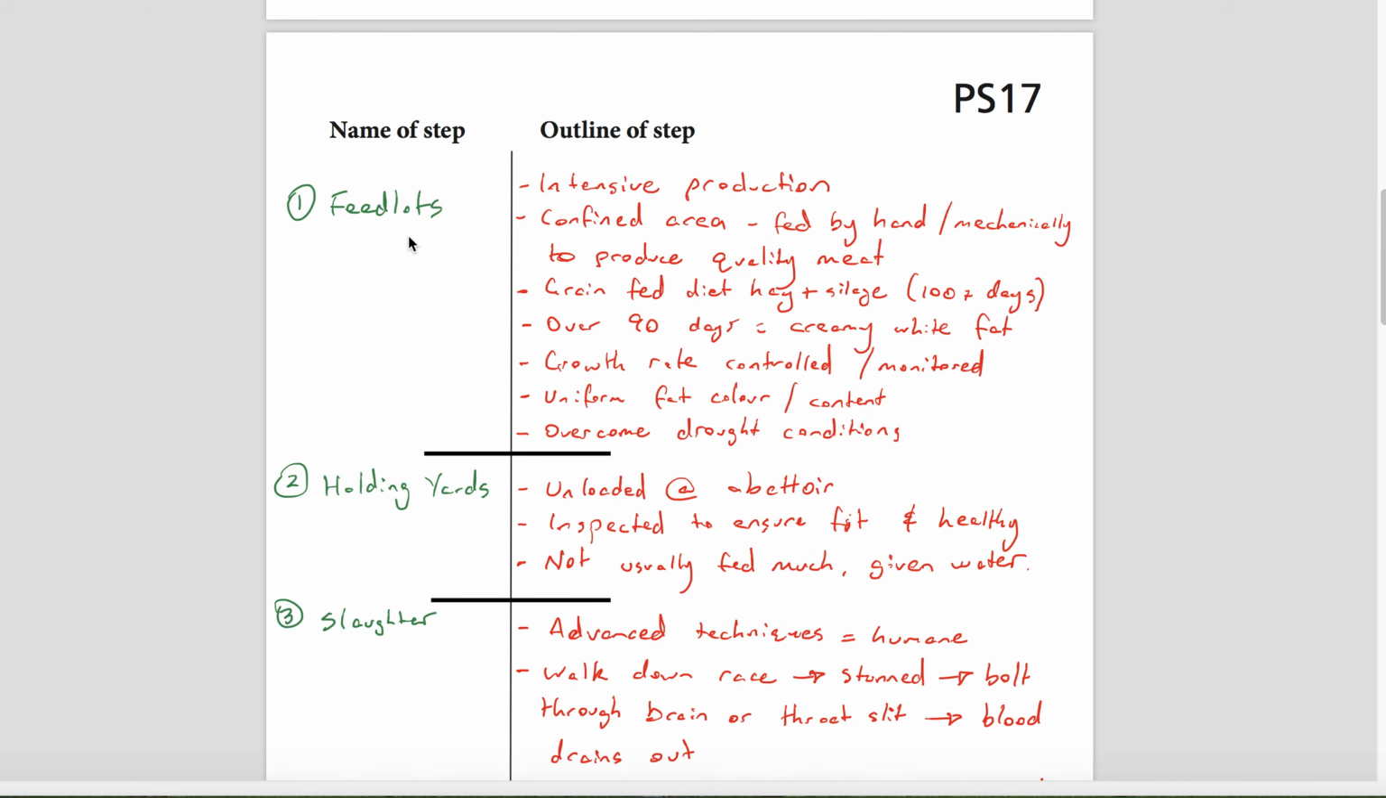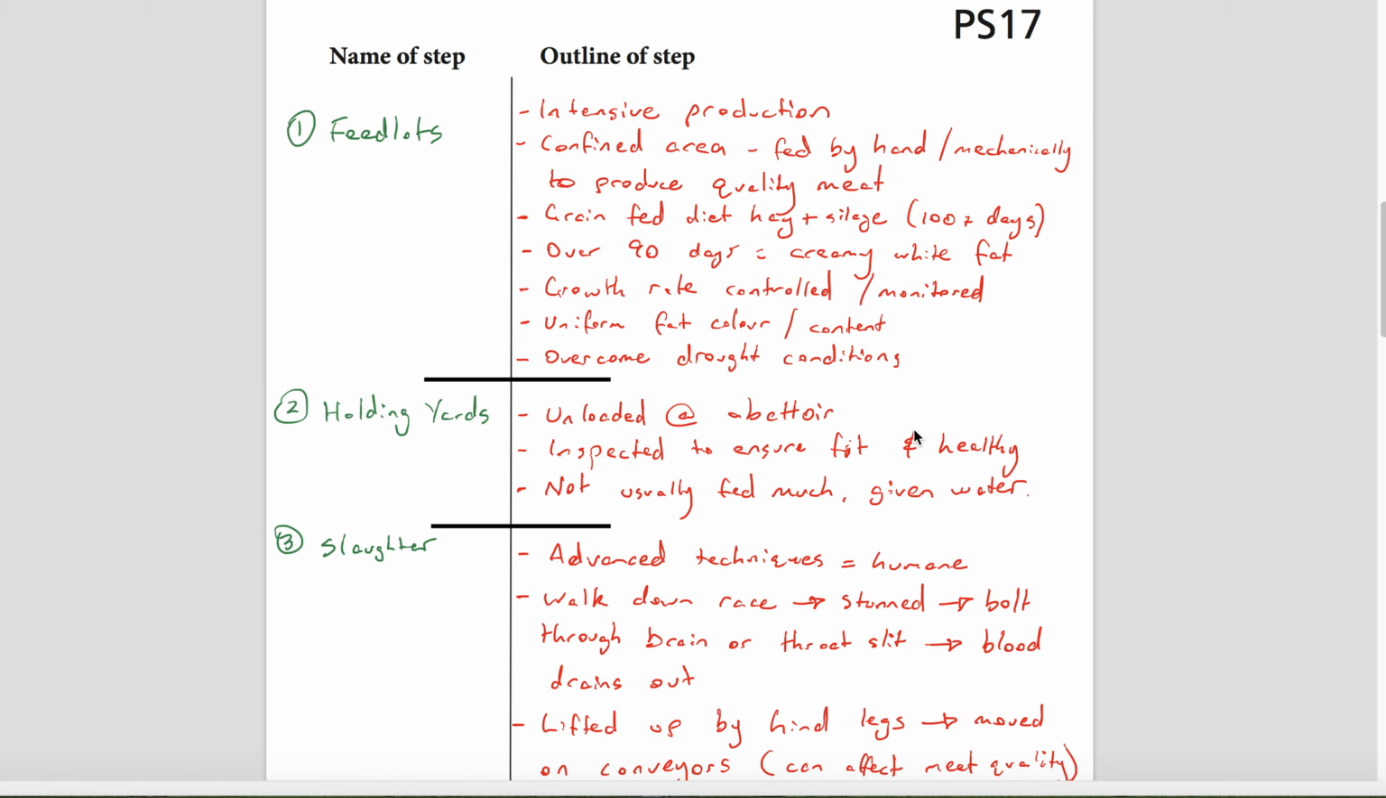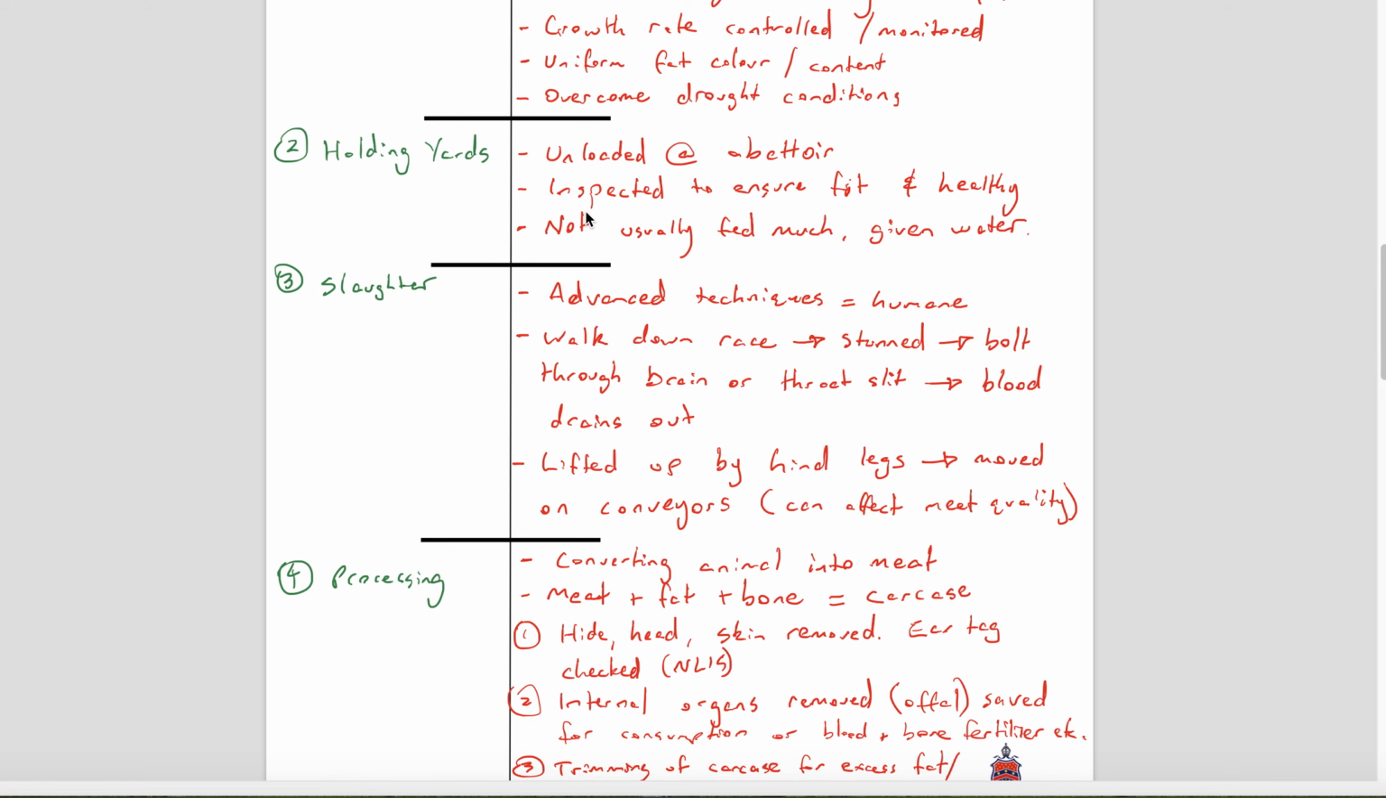So feedlots are basically an intensive production system where animals are confined to a small area. They're fed usually high amounts of grain and silage, and they're fed for maybe 100 or more days. Once they get over 90 days in a feedlot, their fat turns creamy white, which is wanted by supermarkets normally. Feedlots allow their growth rate to be controlled and allow their fat to be uniform in color and depth, so they're all the same. It also helps overcome drought conditions because you're feeding them and keeping them inside, or potentially outside, but at least undercover, and you're controlling their feed.